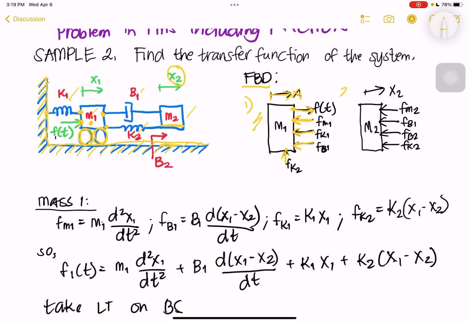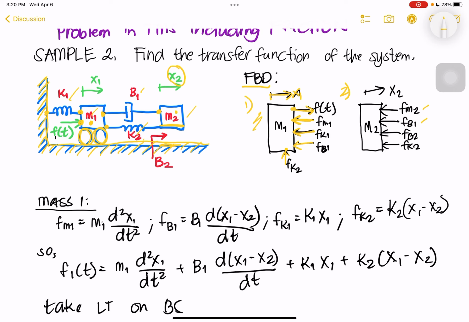Then free body diagram number 2 is for M2. The forces connected are FM2 itself, FB1 for this dashpot, and FB2, which is actually from the friction between the surface and the mass. We didn't indicate negligible friction there, so we have to consider this B2.